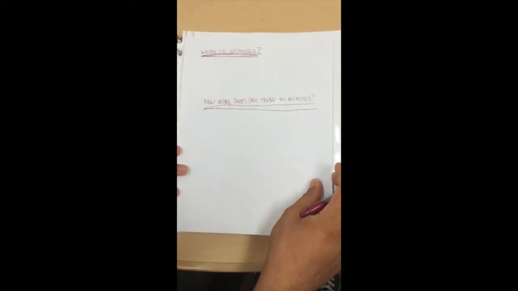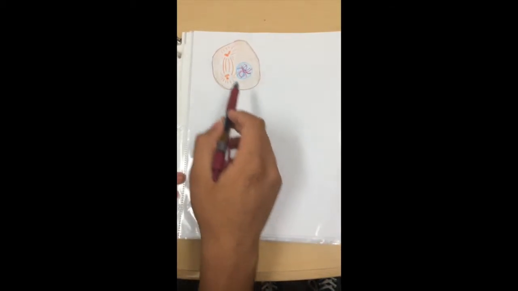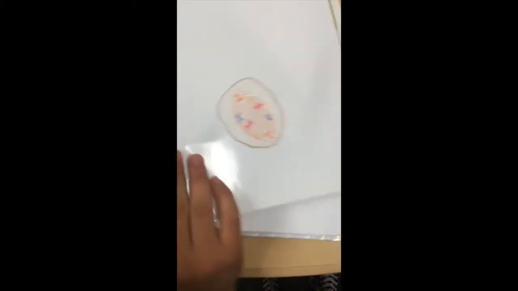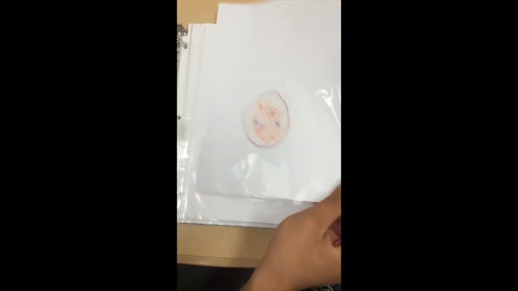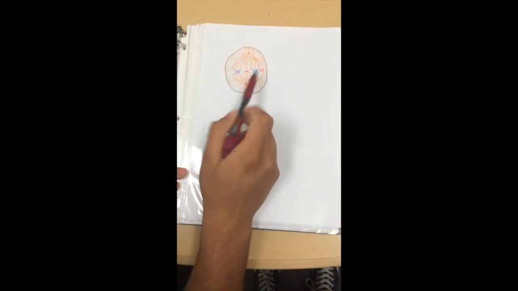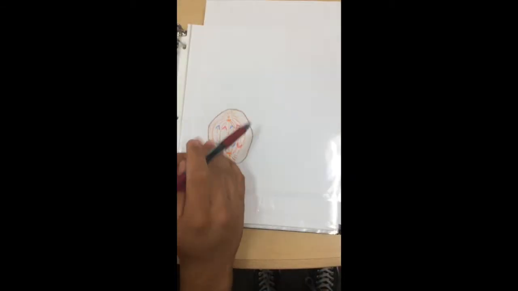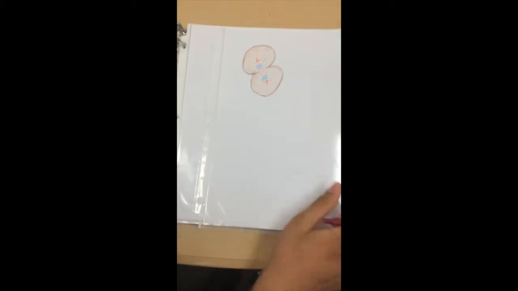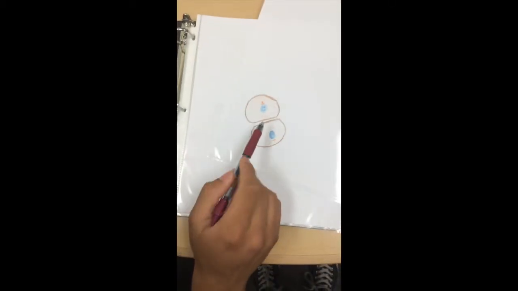Mitosis has numerous steps. The first step is interphase. Then it goes to early prophase, which is this one. Then it goes to late prophase, which is this one. Then it goes to metaphase, which is this one. After that, it goes through anaphase, which is this one. Then it goes to telophase, which is this one. And finally, it goes through cytokinesis, which is this.